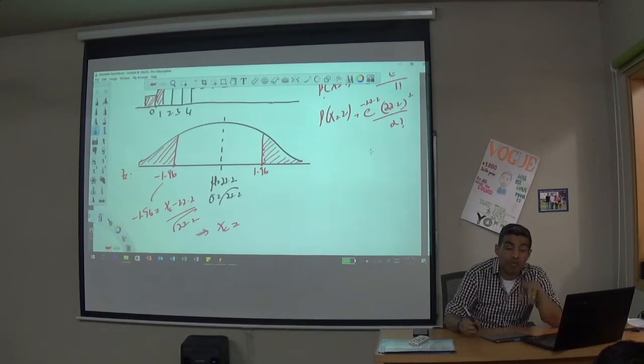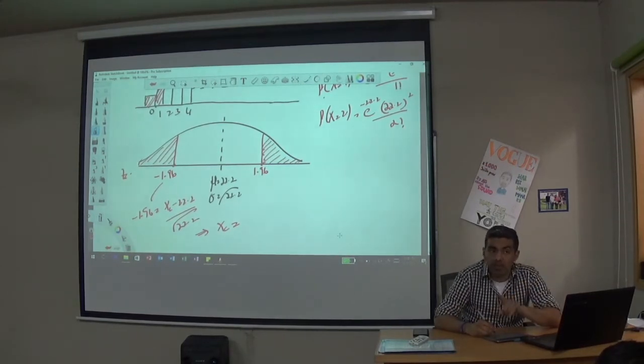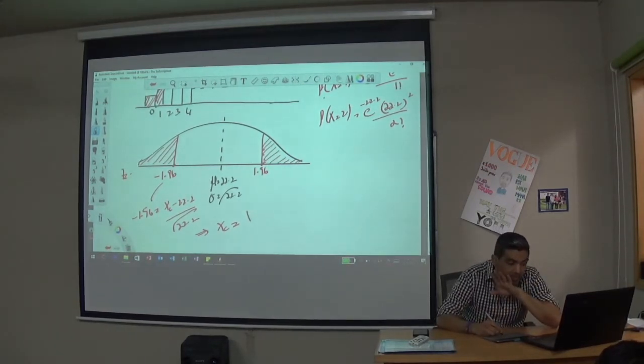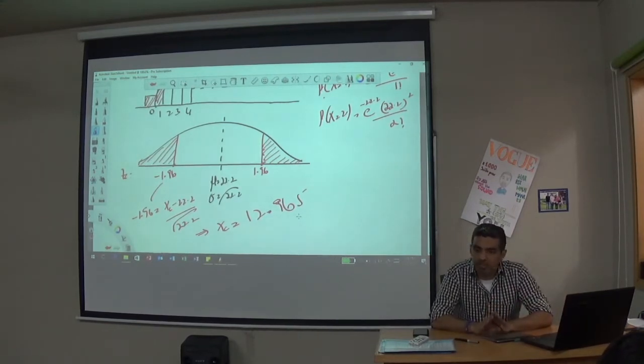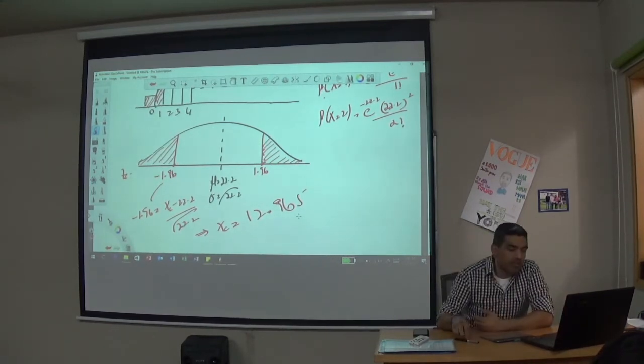By the way, do the decimals over here matter or not? So give me the right answer. 12.965, okay, 12.965 something. All right. Now we are forcefully using a normal approximation here because the lambda value is above 20.